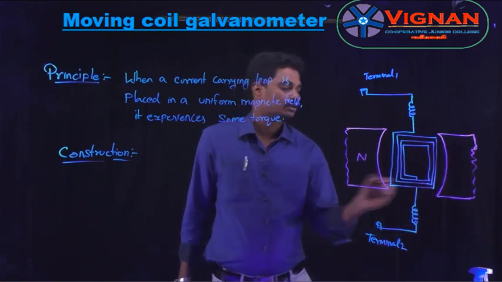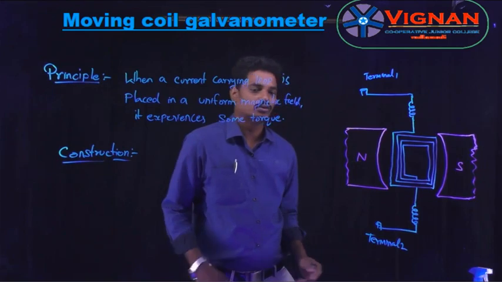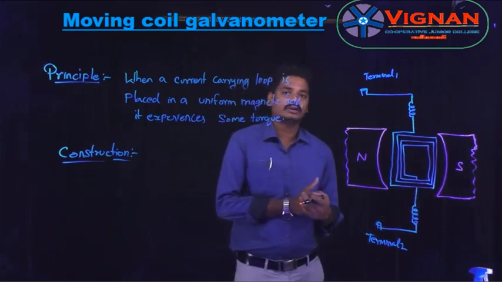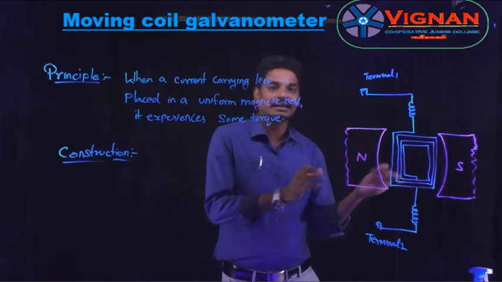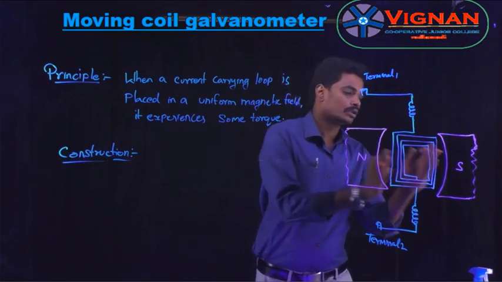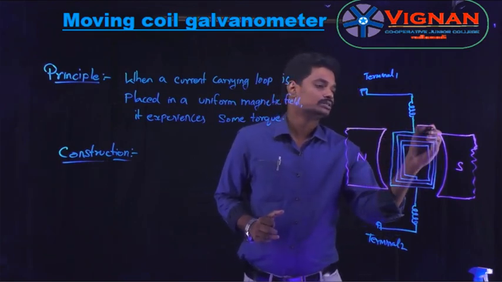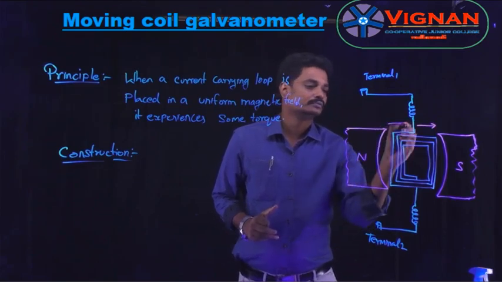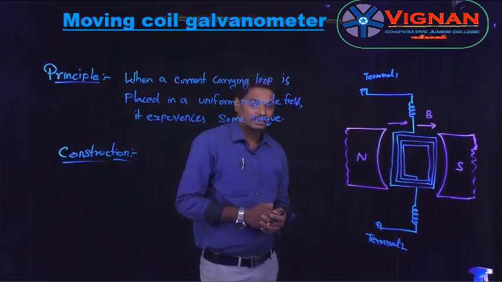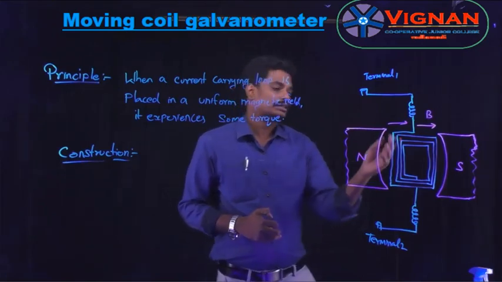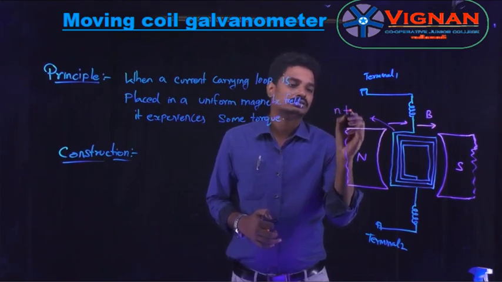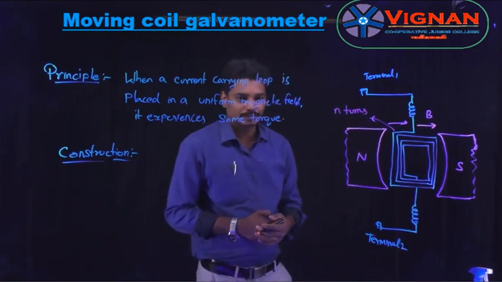One is the north pole and the second one is the south pole. These are the two permanent magnets so that the uniform magnetic field is generated. The direction of the magnetic field is from the north pole to the south pole. So this is the direction of the magnetic field. Let B be the strength of the magnetic induction. This is a current carrying loop which has small n number of turns.